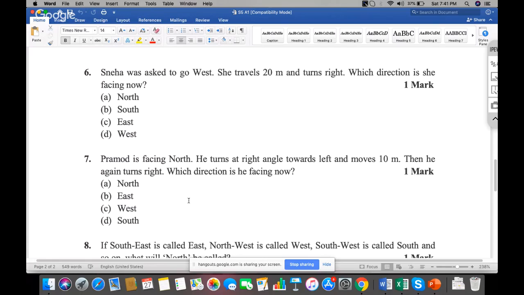Okay, what are the two answers you have been giving me? 6A and 7A. Both of them you are giving me A only. So 6A and 7A is right. And most of you have done it right, so I'm not doing it. Let's go to question number 8 and 9.